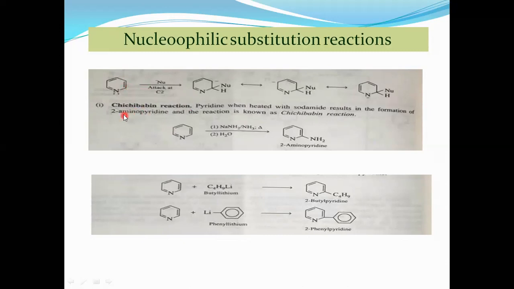So the first reaction is the Chichibabin reaction. The Chichibabin reaction is the reaction in which pyridine is heated with sodamide, that is NaNH2, in the presence of ammonia, and we can get 2-aminopyridine. This is 2-aminopyridine. This reaction is known as the Chichibabin reaction.